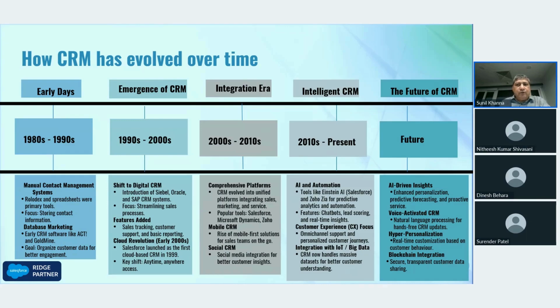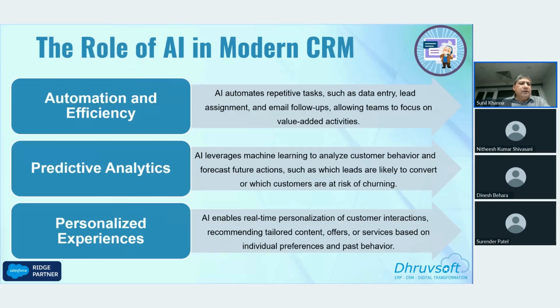And if you look at the role of AI in modern CRM, these are the three major areas where AI is currently helping, starting with automation and efficiency. Any kind of repetitive tasks that your salespersons or customer service agents are doing can be easily automated with the help of AI, and you can achieve better efficiency. On the other side, AI can help you with predictions. It can tell you which customer is going to buy from you or which customer is likely to churn. That is predictive analysis.